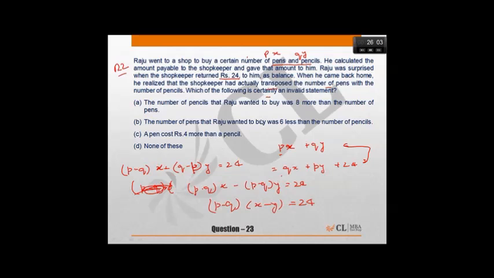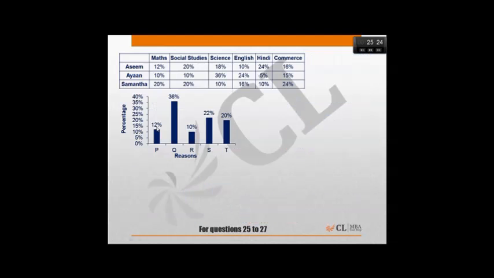Let's look at the choices now. The number of pencils that Raju wanted to buy was 8 more than the number of pens. So p minus q can be 8, because 24 is 3 into 8, so the other can be 3. This is possible. The number of pens was 6 less, and 24 is also 6 into 4, so the difference can be 6 and the price difference can be 4. So all of them are possible. Let me skip this question.